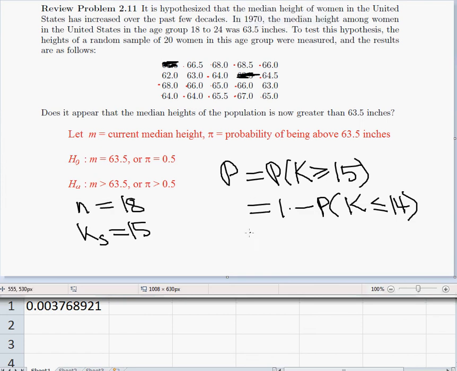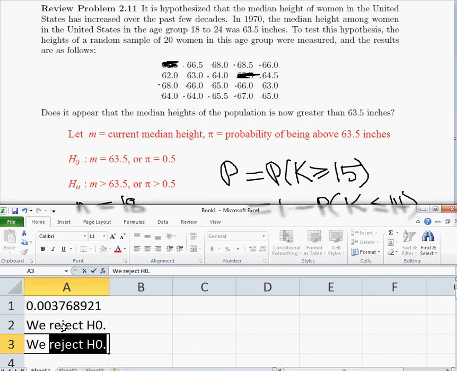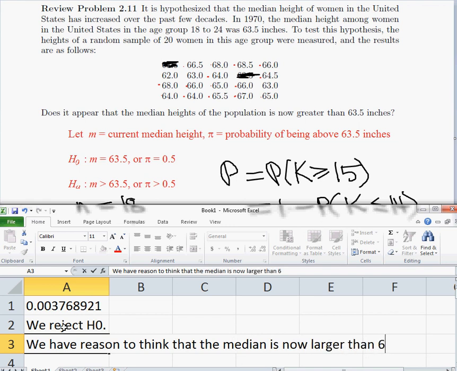So based on the small survey that's been taken, we have a p-value that is less than 5%. So our conclusion, based on this small sample, is that we reject the null hypothesis. We have reason to think that the median is now larger than 63.5 inches. So to do this problem, we've used the median to convert it to a question about probability, and then used the techniques of hypothesis testing to study that probability.